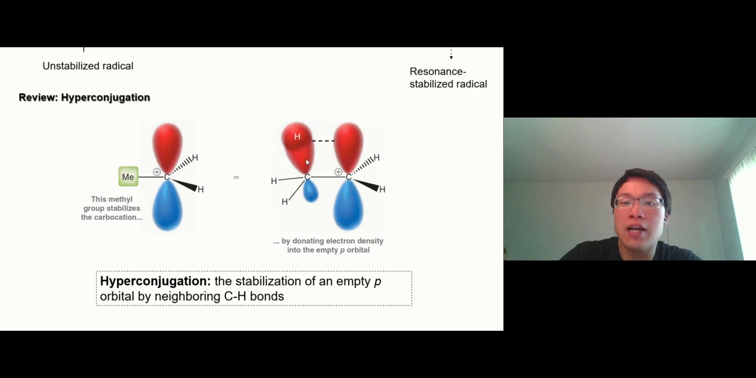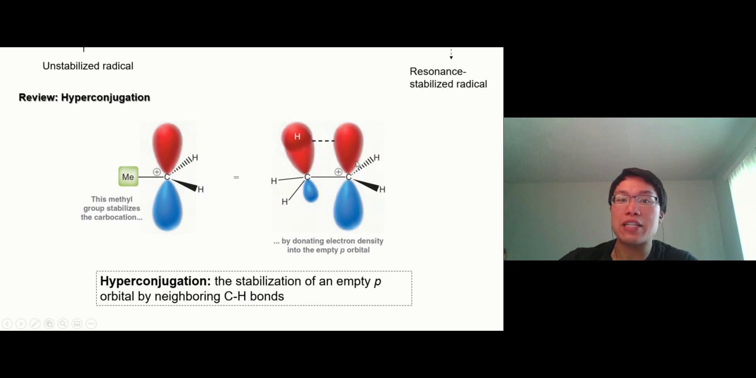There's electrons right here. So CH bond says, well, don't worry, I have a lot of electrons, so I'm going to share some to you. Stabilize the carbocation a little, just a little, right? And the more CH bond, the more hyperconjugation, the more stable the carbocation.